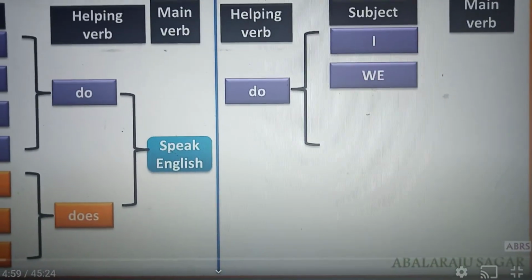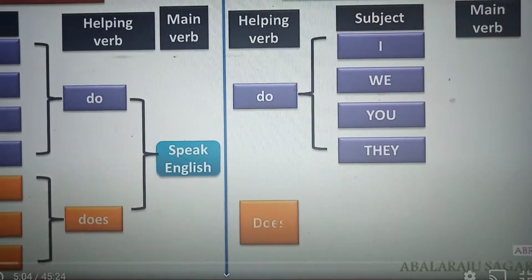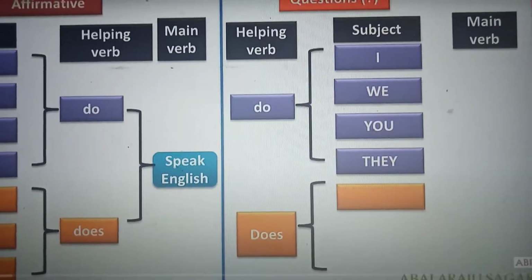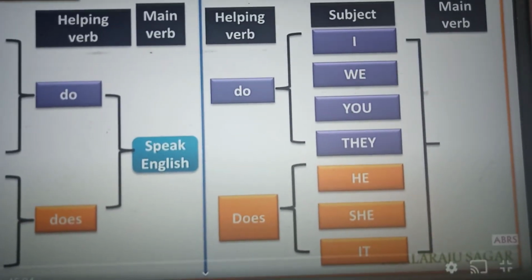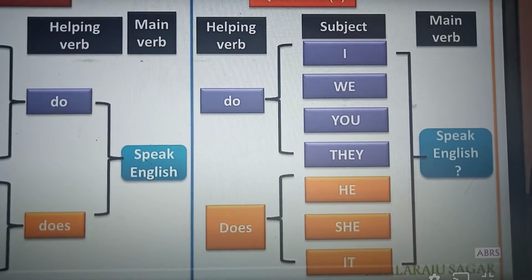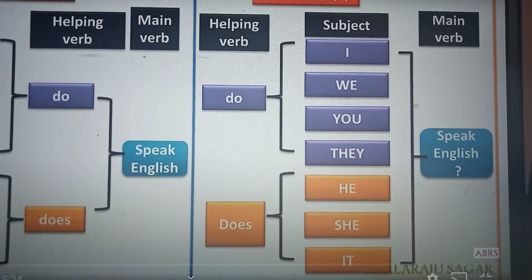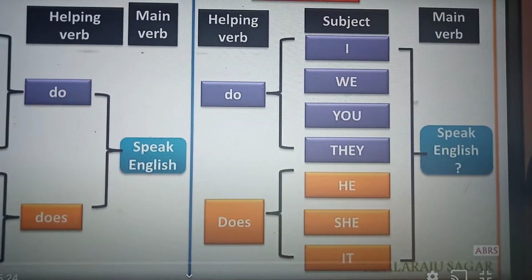Do I speak? Do we speak? Do you speak? Do they speak? So the helping verb comes first. Does he? Does she? Does it? Then the question mark comes. So helping verb plus subject plus main verb. That is the formula. That is the order of the sentence.